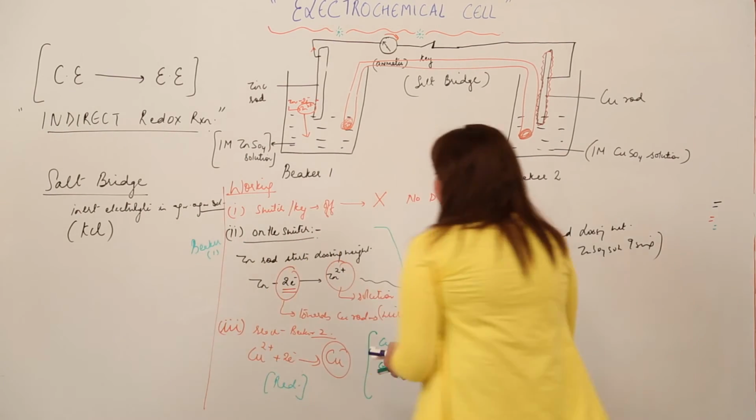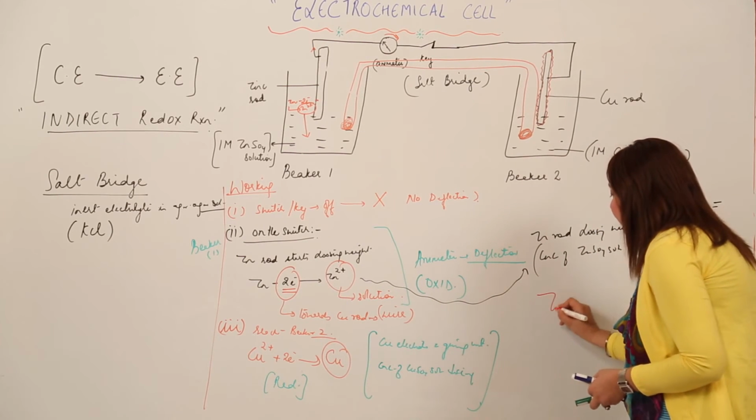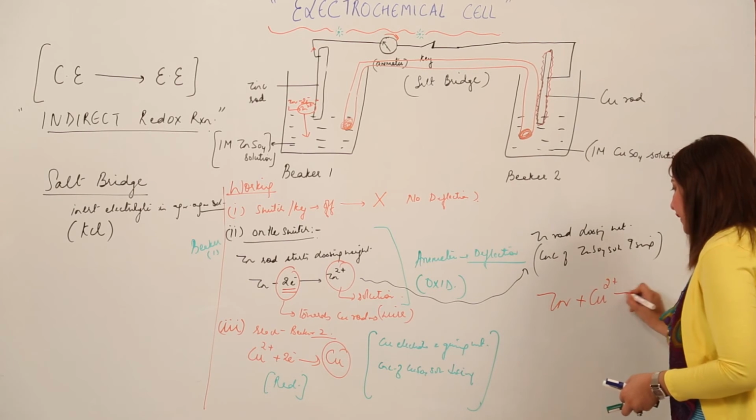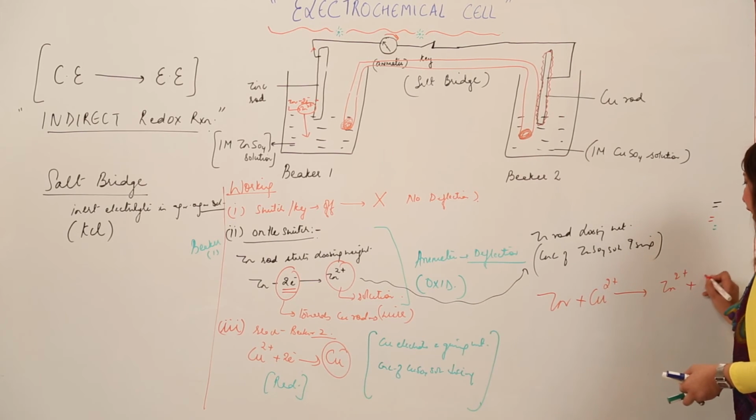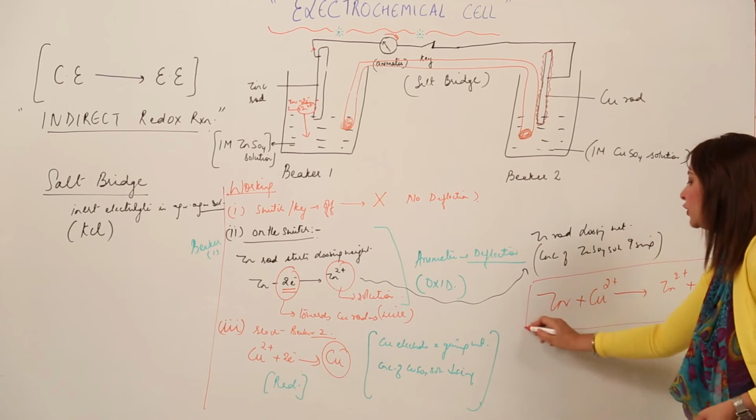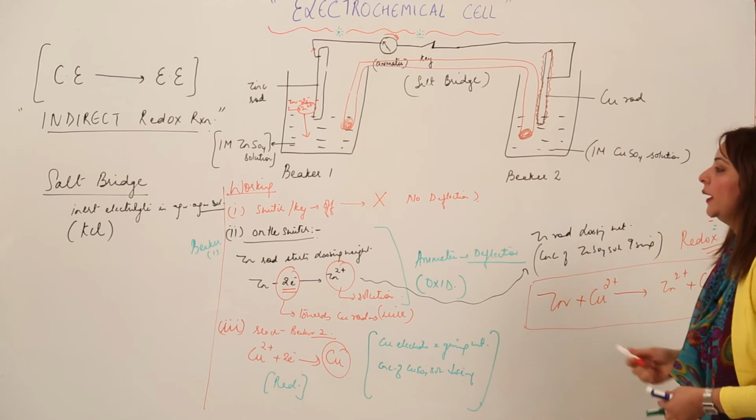So what can be the overall reaction? What overall reaction can we write? Earlier it was a zinc atom and a copper ion. What they did: zinc lost electrons and converted into the ion form, and copper was reduced. So this is the overall redox reaction which is taking place in this electrochemical cell.